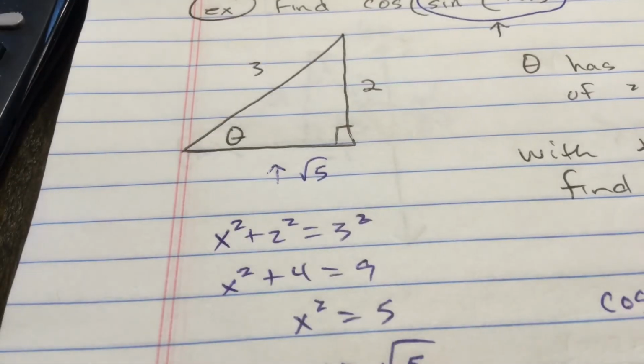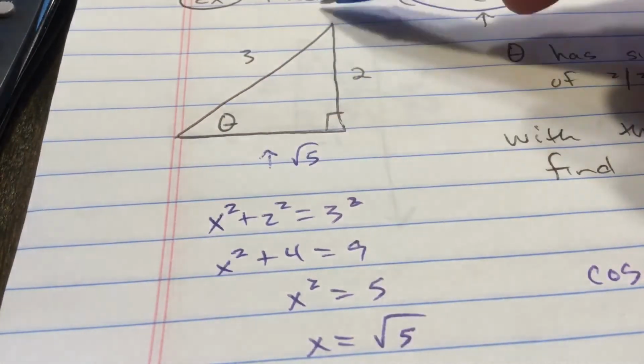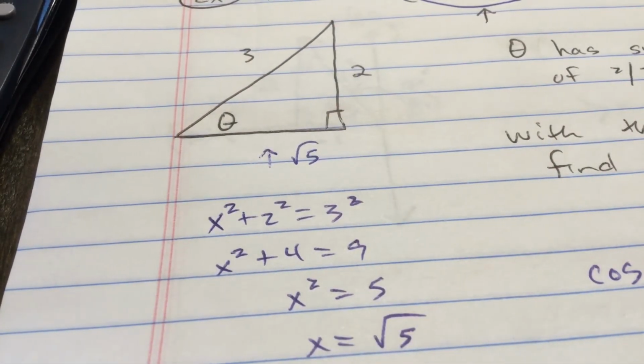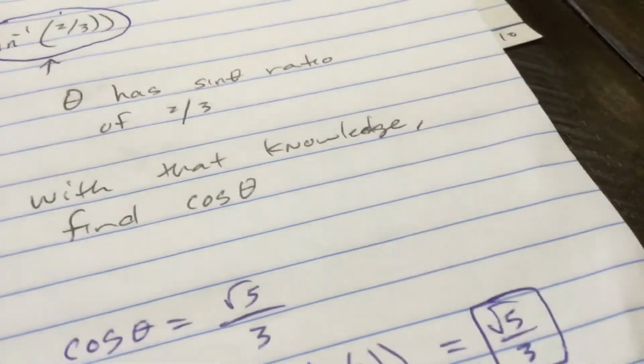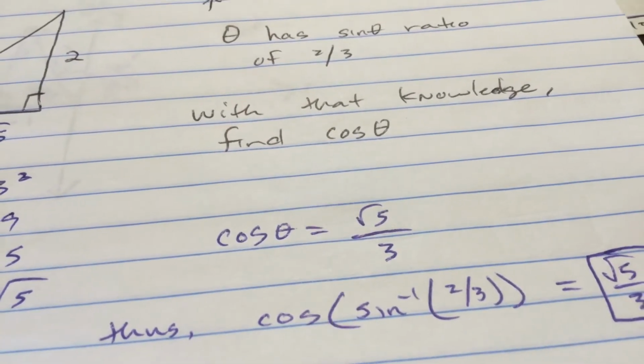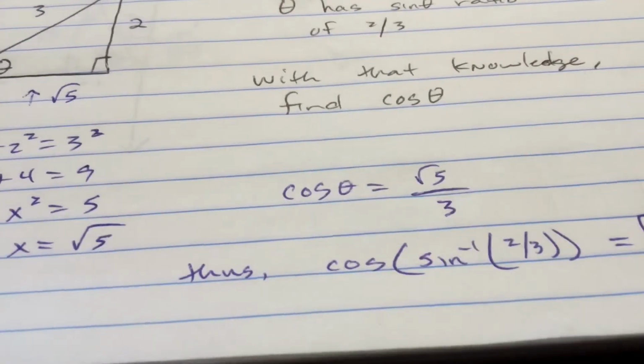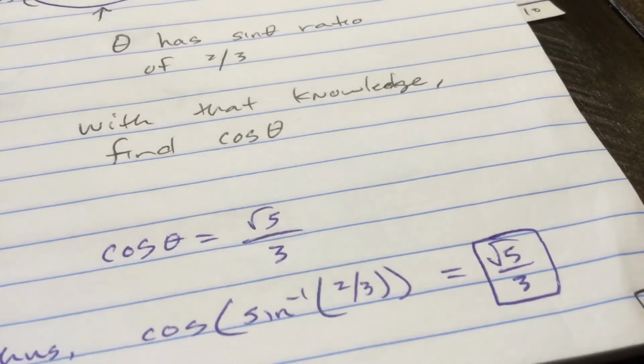So I do the Pythagorean theorem. I get positive root 5 in the first quadrant. Cosine of theta then, with that knowledge, find cosine of theta. So cosine of theta is root 5/3. So thus, cosine of sine inverse 2/3 is root 5/3.